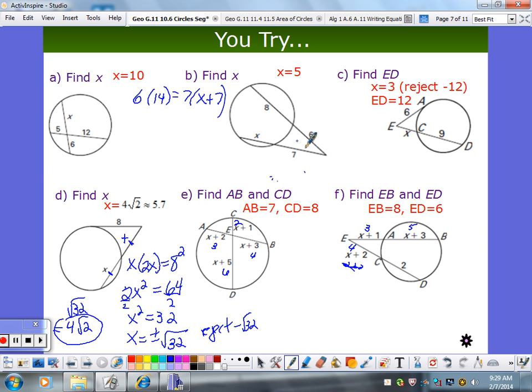Outside piece times whole thing, outside piece times whole thing. But you get some fancy algebra sometimes. So it's a good test of how our algebra is going. Any remaining questions?